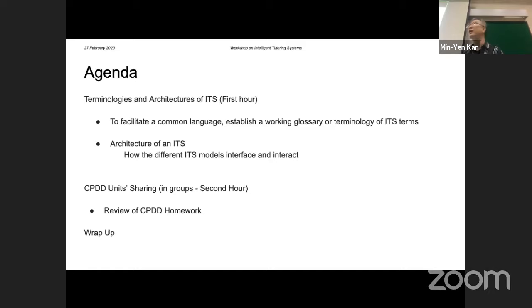Okay. So I'm actually from the computer science department, and I don't know anything about education, although I'm appointed in the Learning Institute. So pardon me when I get the terminology wrong. I hope you'll be forgiving of that.